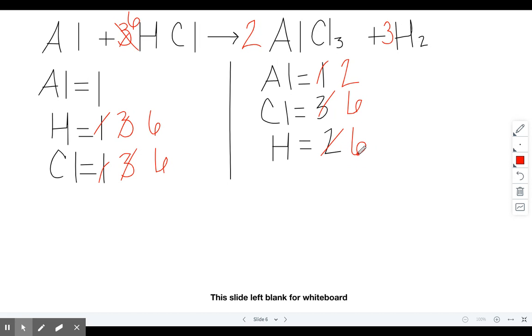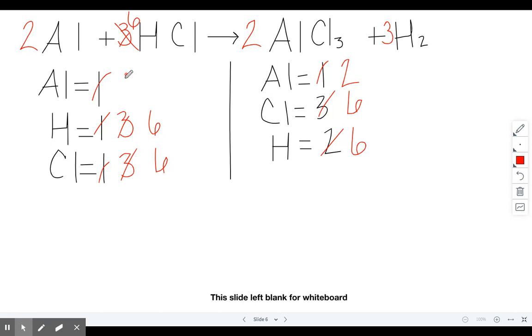My hydrogen are balanced, but my aluminum still aren't balanced. I've got 2 and I've got 1. Always go to who has less. I need to multiply that 1 by 2 to get it balanced. But remember, that 2 has to go in the front. It has to be a coefficient, not a subscript in the back. Putting a 2 right there, no, not okay. Nope, only the 2 in front.